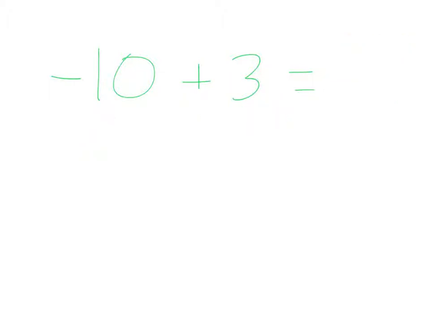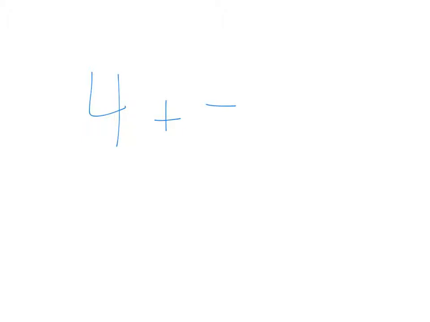Trying another one, just to make sure we feel pretty comfortable with that rule. Let's say that we have +4 plus -9. In this case, I'm going to go ahead and separate that so we can separate the positive and the plus and the minus. Opposite signs, +4 plus -9. One's a positive, one's a negative.